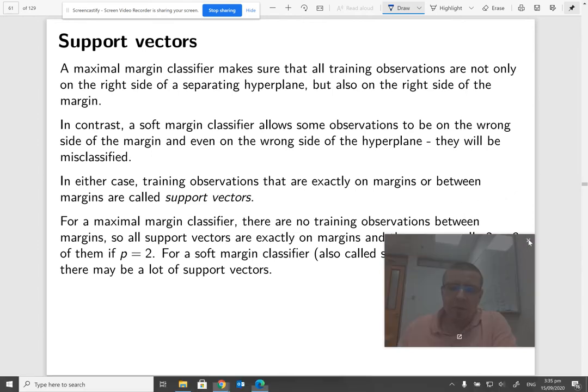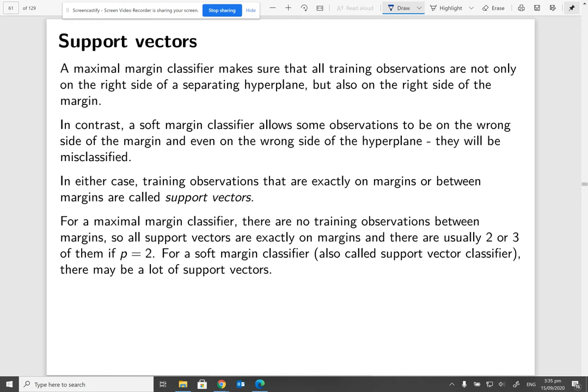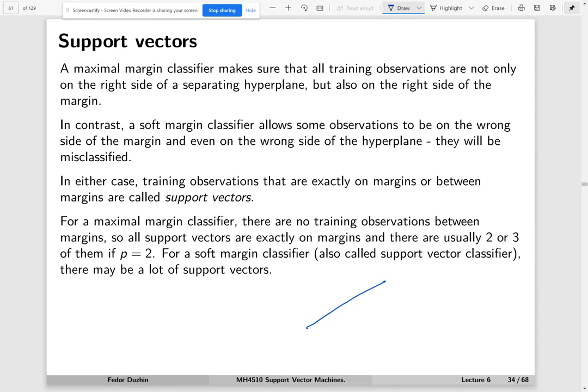For a maximal margin classifier, since there is nothing inside, it looks like this. So there is our separating hyperplane, then these are our margins. And then there are going to be some training observations here, some training observations here. So usually there are 2 or 3 support vectors. For a soft margin classifier, there are going to be more. Probably some of them are going to be inside the margin, some of them on the wrong side of the margin. Something like this.